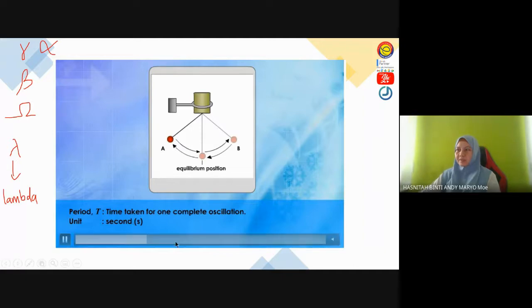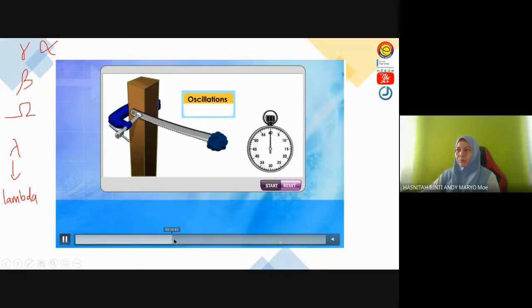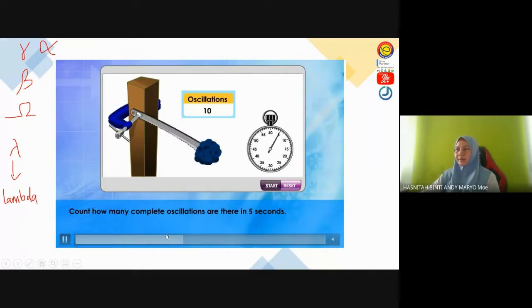Just now you saw what period is, time taken for one complete oscillation. This is an example of how to count the period. 10 oscillations is 5 seconds. So what is the period here, students? For this example, 10 oscillations is 5 seconds. So what is the period? Any idea what is the period here?